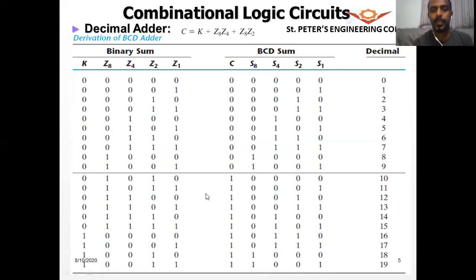So this is 10, 11, 12. This pattern, if you observe, is the same as this. That means the same sequence occurs for 10, 11, 12, 13, 14, etc. up to 19. But this C bit will be 1 for 10 to 19. So now this is what we call a BCD sum.